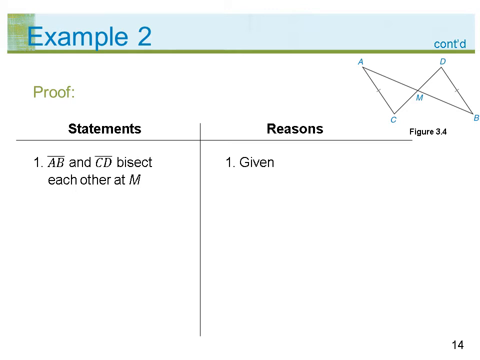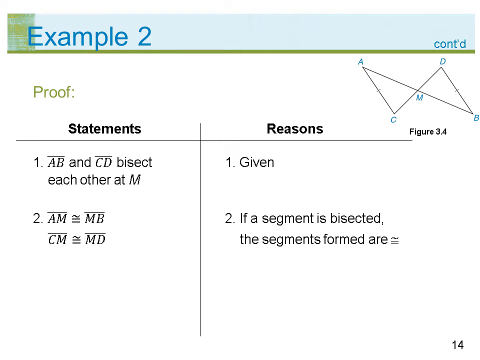Reason number 1, given. Statement number 2. Line segment AM is congruent to line segment MB. Line segment CM is congruent to line segment MD. Reason number 2. If a segment is bisected, the segments formed are congruent. Statement number 3. Line segment AC is congruent to line segment DB. Reason number 3, given. Statement number 4. Triangle AMC is congruent to triangle BMD. Reason number 4, side, side, side.